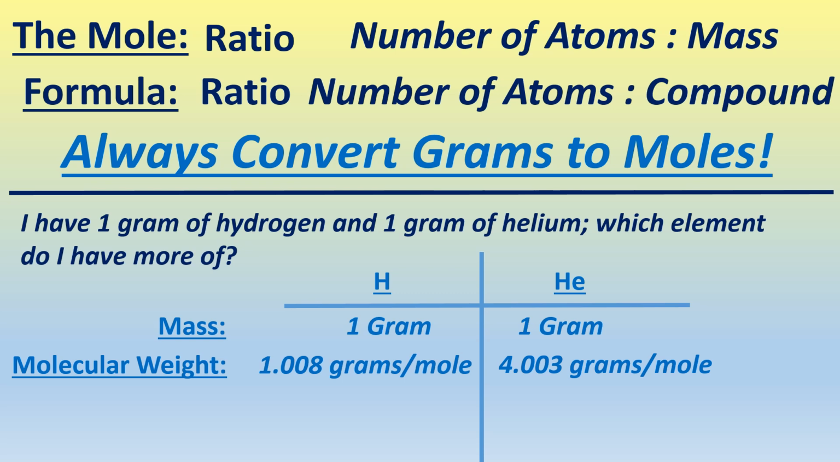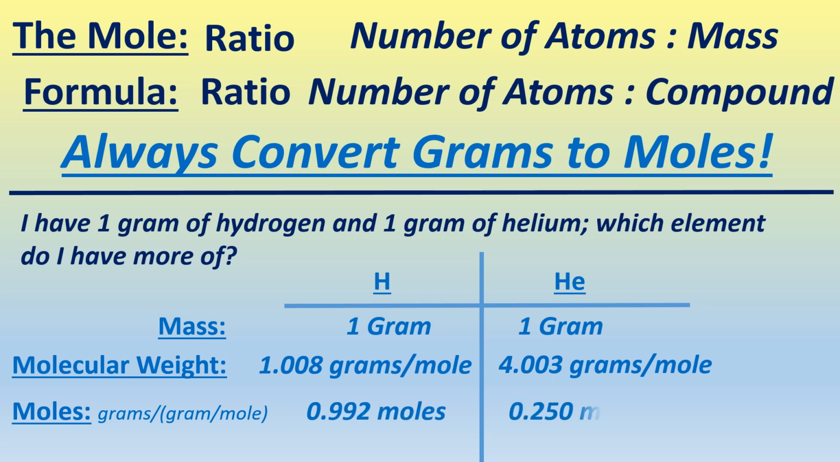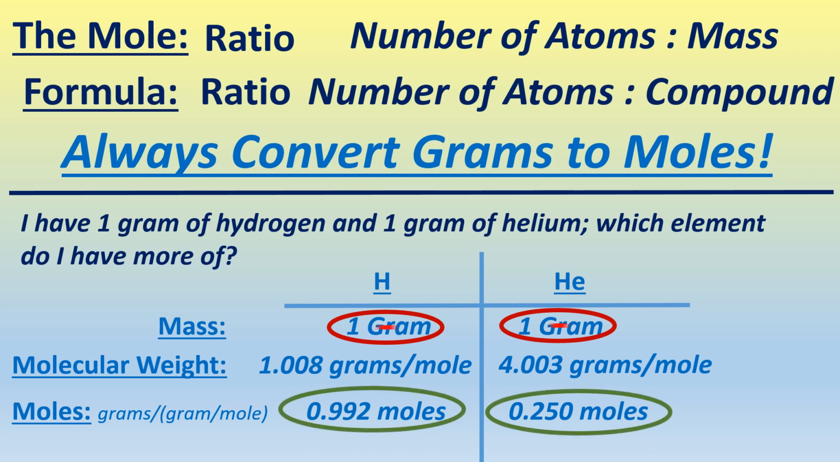To convert to moles, you have to make sure your units cancel. One divides grams by grams per mole, and one sees that one actually has 4 times as much hydrogen as helium in the sample because the hydrogen is lighter. Grams are not useful in determining how much of a material you have. Everything has to be converted to moles if one is going to relate masses and atoms and elements in chemistry.